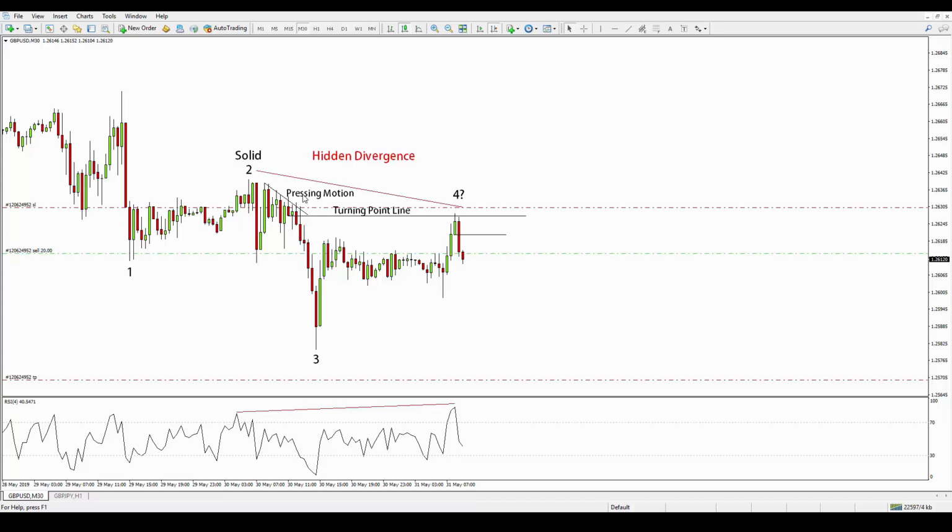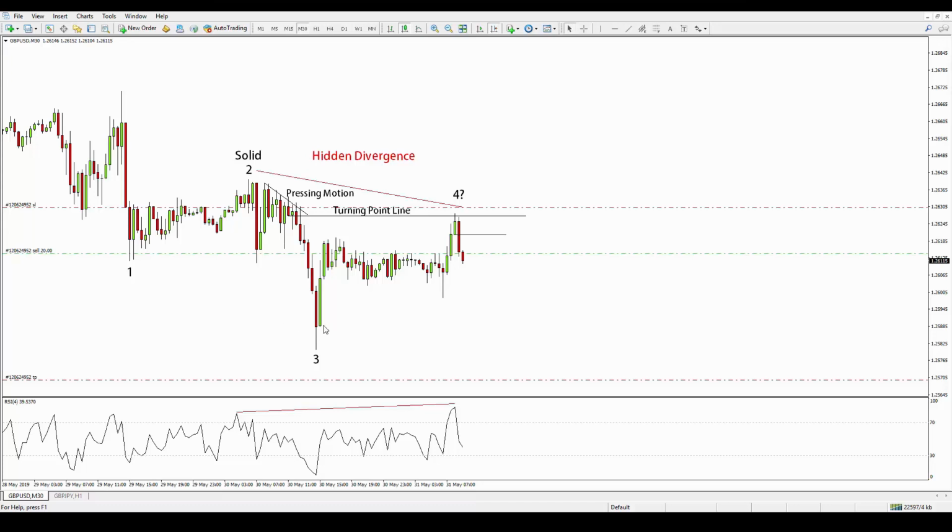Next to the pressing motion line, we have a horizontal line labeled as turning point line. This line represents the moment where the sellers actually assumed control and started to produce the suspiciously organized price action that led to the low number 3. Observe that during the pressing motion, price is chaotic, but once price breaks to the downside of the turning point line, it looks like it is free to fall from there. This is the level that is usually engraved in the short-term market memory, and therefore, this is the level that we should pay attention to if price comes back there.